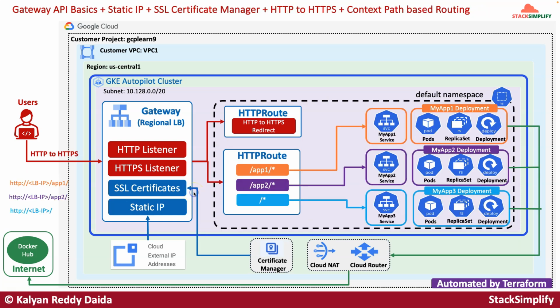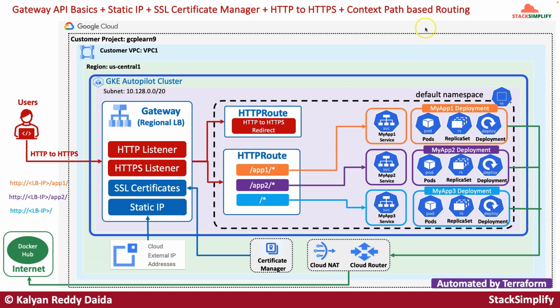And once this is done, we'll learn about some routing things which we can implement using Gateway API and HTTP routes. One is context path based routing. So if you have 3 applications and you want to go to 3 different applications with 3 different context paths, how to implement that? /app1 should go to the app1 application, /app2 should go to the app2 application, and the root context should go to the app3 application.